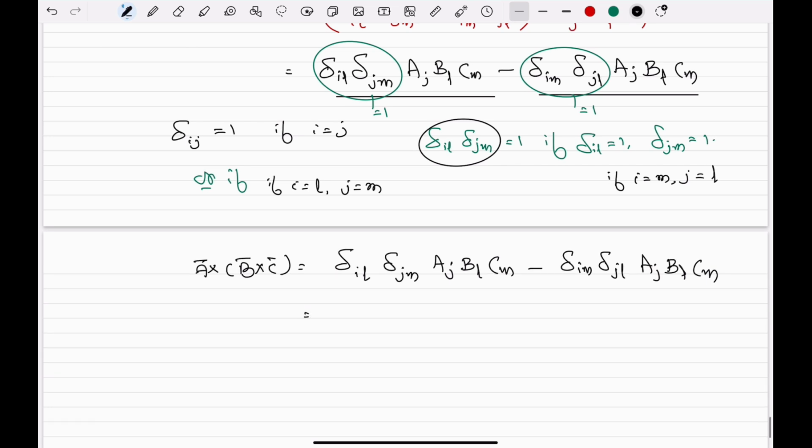Now this can be written as, here I is equal to L. That means this L can be written as I. J is equal to M, this M can be written as J. So what happens is, this is 1. This is unity.